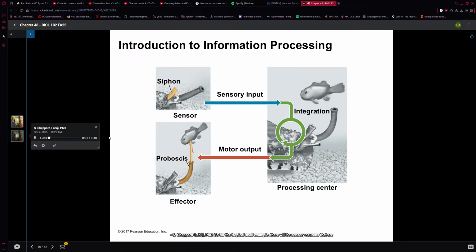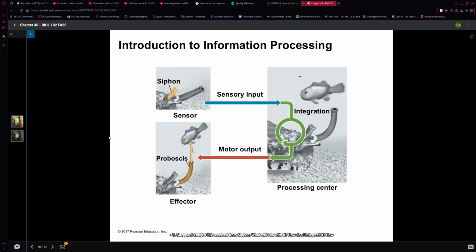So for the tropical snail example, there will be sensory neurons that are found on the siphon, which can be used to gather information about the surrounding environment. Is there something in the close vicinity that can be ingested essentially? And then there's the integration step, right? So we're thinking about, okay, here's the information that I've received from the siphon. What will I do with it?